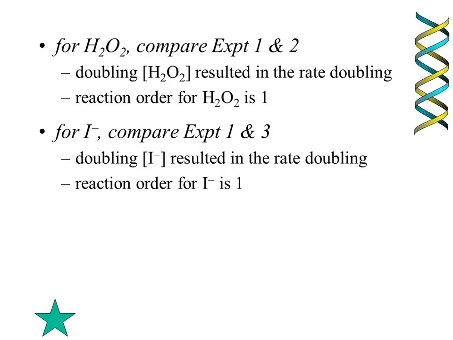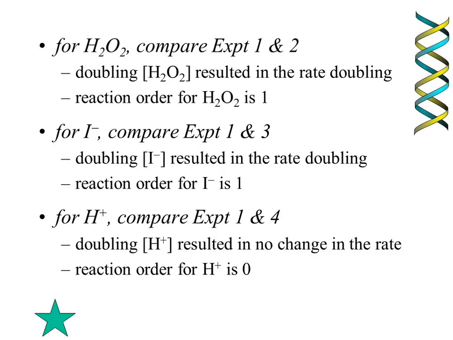And then last but not least, I kind of let the cat out of the bag for hydrogen. For hydrogen, we're going to go with 1 and 4 just because it's convenient and because they've already kept the H2O2 and I minus the same for 1 and 4. But they doubled the H plus. When it comes time to take a ratio of the rates, notice it's 1. This one divided by this one, they're the same. So the reaction order of the H plus is 0.